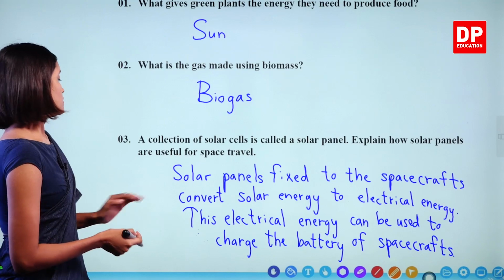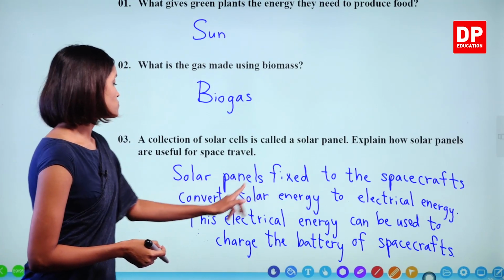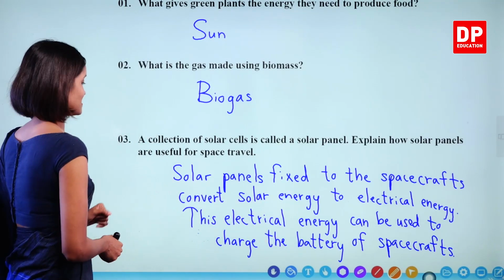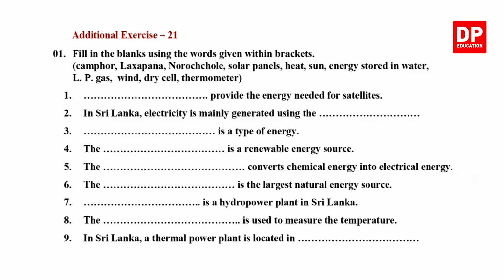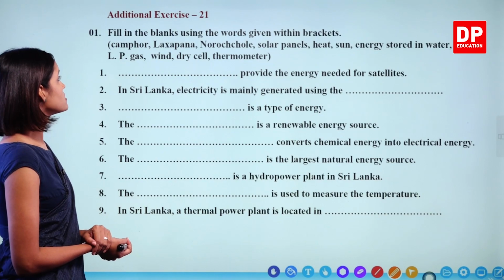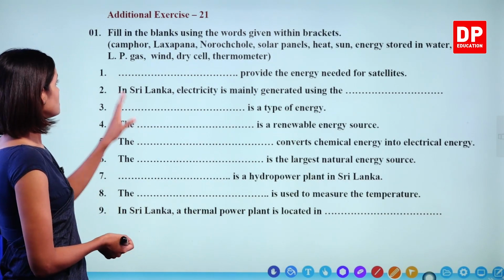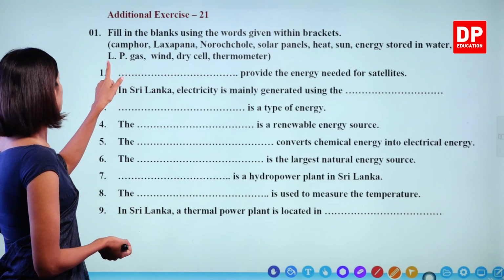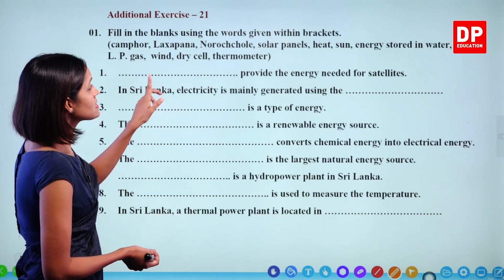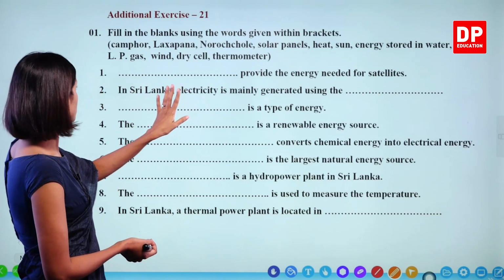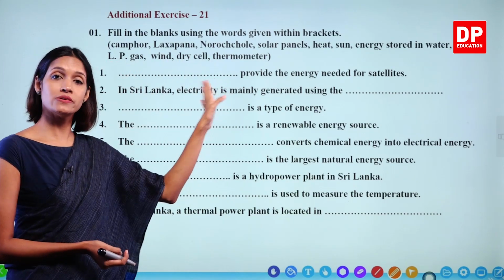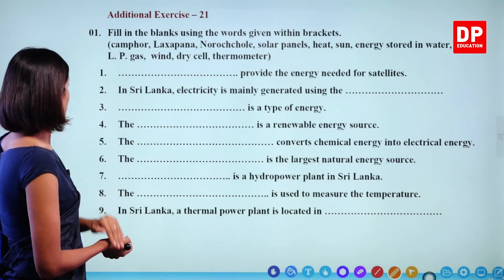This electrical energy can be used to charge the battery of spacecrafts. Okay, children? Right. Exercise number 21. Fill in the blanks using the words given within brackets. Look at the words: camphor, Lakshapana, Norochcholai, solar panels, heat, sun, energy stored in water, LP gas, wind, dry cell, thermometer. Let's go through these questions.